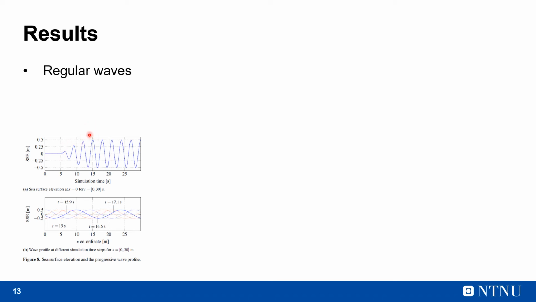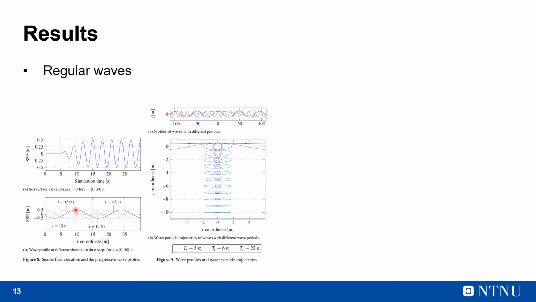This ramping is required to prevent impulse loading at the object component model if and when they are included in the system model. Figure 8b shows the progressive nature of the wave. At t equal to 15 seconds, the sea surface is represented by the densely dotted blue line, and at t equal to 17.1 seconds, the sea surface is represented by the solid blue line, and what we observe is that the wave profile progresses in the positive x direction as the simulation progresses.